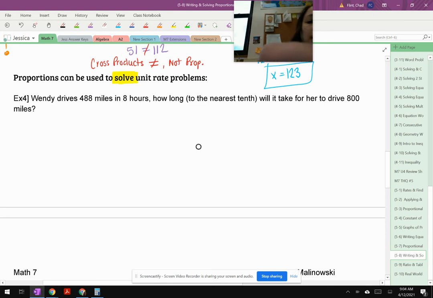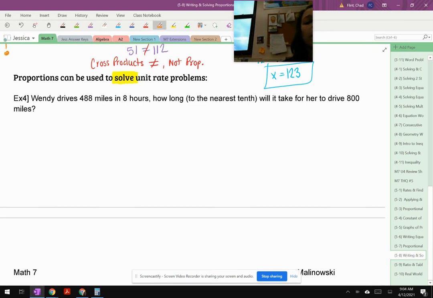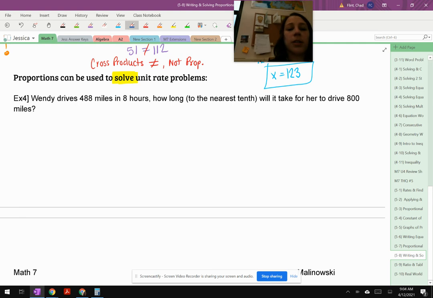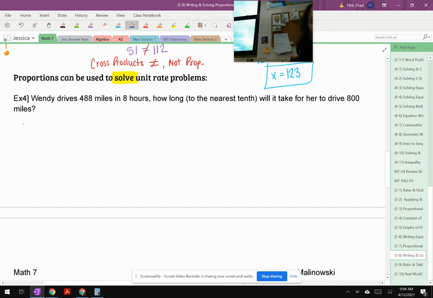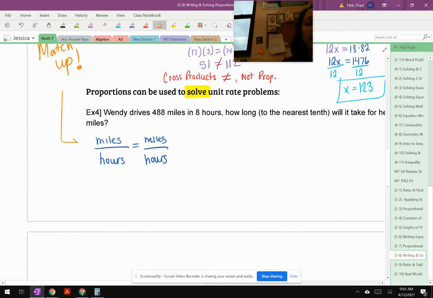So again, just like I would before, I'm going to set up that fraction. I want what over what. And it's even easier when you're doing proportions because you don't need to worry about which one's on top and which one's on the bottom. I'm just going to stick with miles over hours. So that's going to be equal to miles over hours. Those labels have to match up.